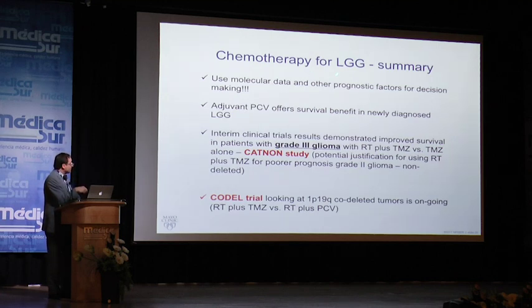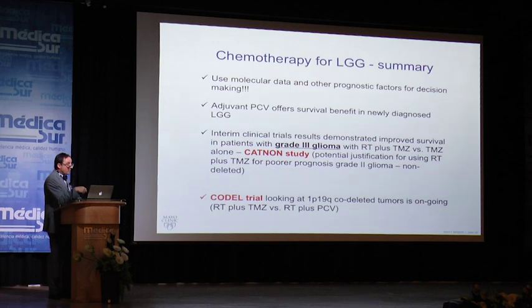So when you're thinking about chemotherapy for low-grade tumor patients, you need to use the molecular data. So definitely make sure that you have all of this in the pathology report. And most of these tests are available clinically. We now know that adjuvant PCV offers survival benefit for newly diagnosed patients.